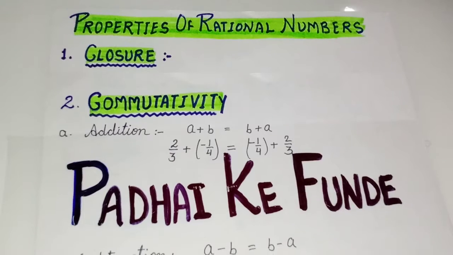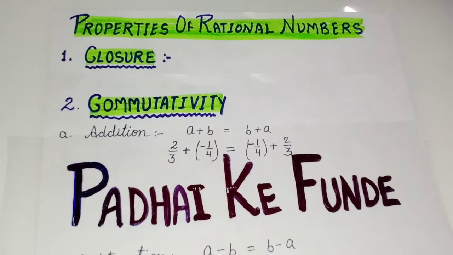Today we are going to study about properties of rational numbers. In our previous video you have seen the first property of rational numbers, that is closure. So here we are going to see the second property of rational numbers, that is commutativity.